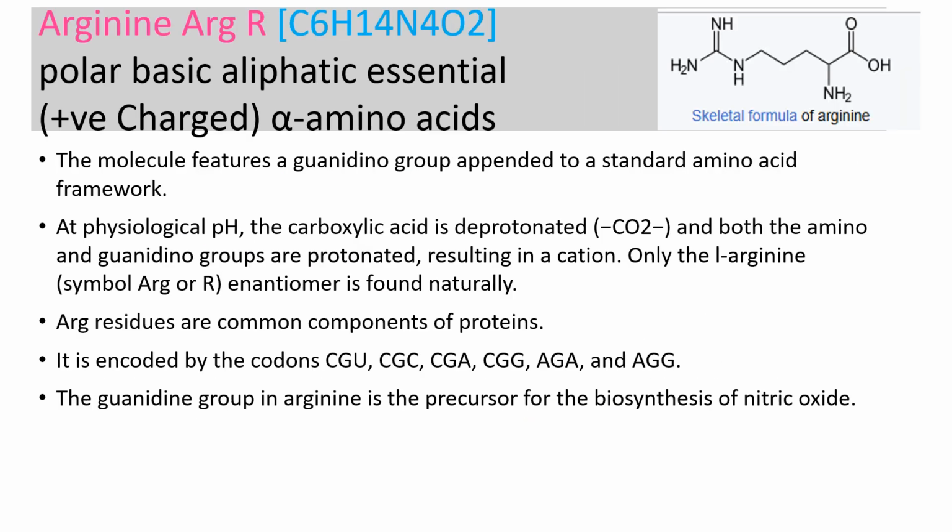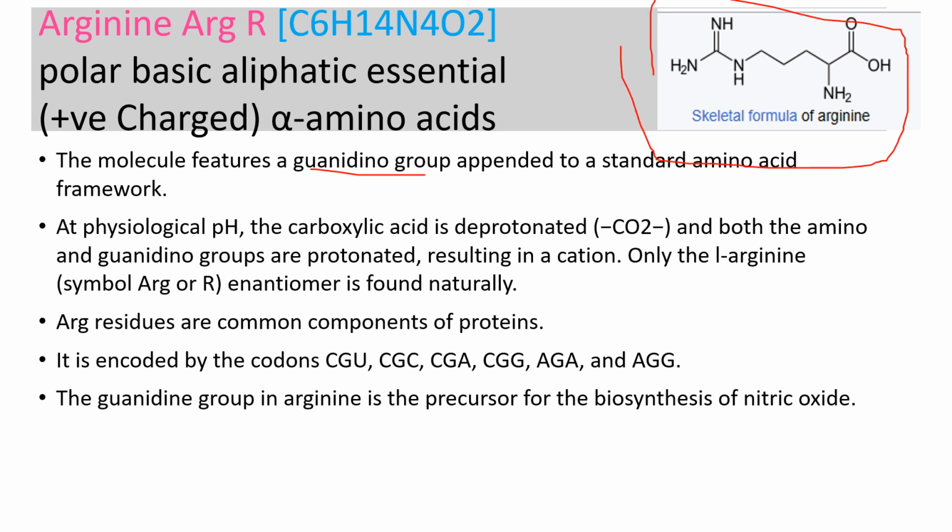Remember that. All right, so let's talk about arginine, Arg, R, C6H14N4O2, polar basic aliphatic essential positively charged alpha amino acid. This molecule features a guanidino group appended to a standard amino acid. So remember that arginine has a guanidino group. All right, so it has a guanidino group appended to a standard amino acid. So as you can see, this is particularly large. Arginine is really large.